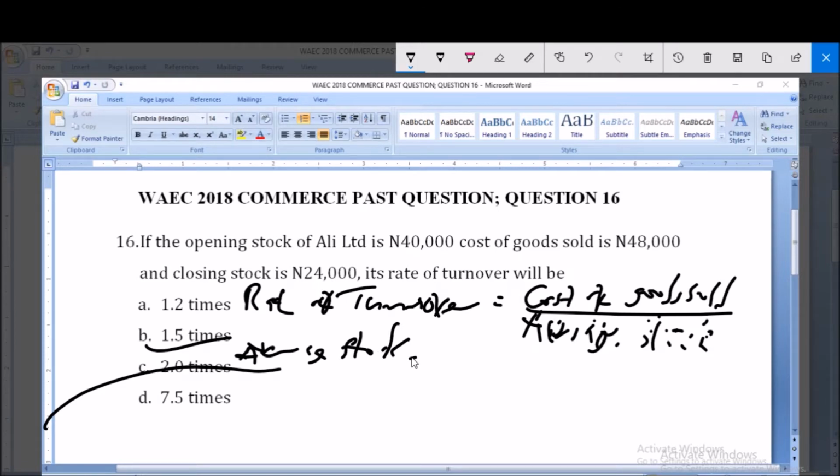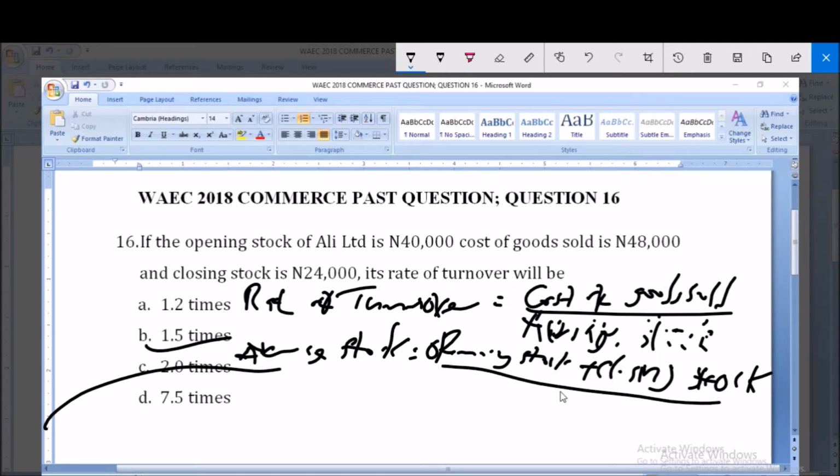equal to opening stock plus closing stock, all over 2.